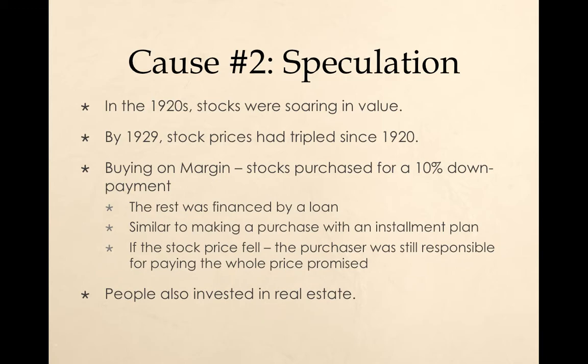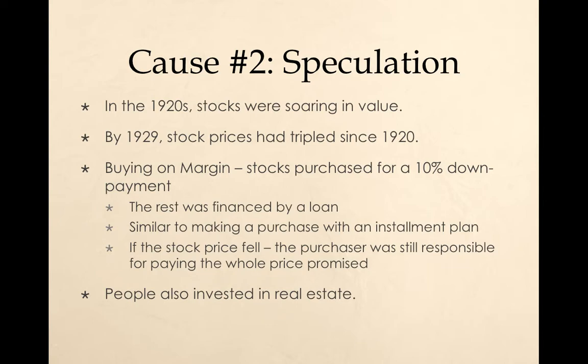Cause number two was speculation. In the 1920s, stocks soared in value. If you guys can remember from earlier, many people bought stocks hoping to get rich quick. This drove stock prices even higher. Each day, the speculative boom on the stock market saw more and more investing in Wall Street. By 1929, stock prices had tripled since 1920.